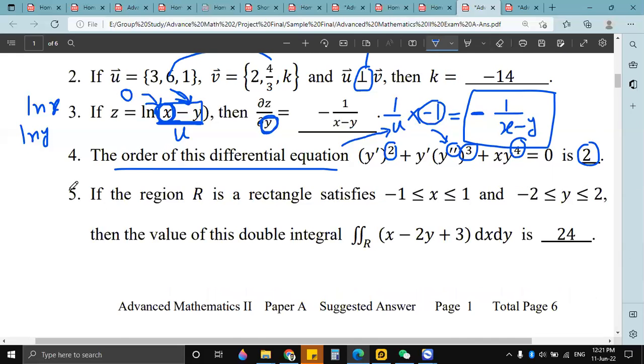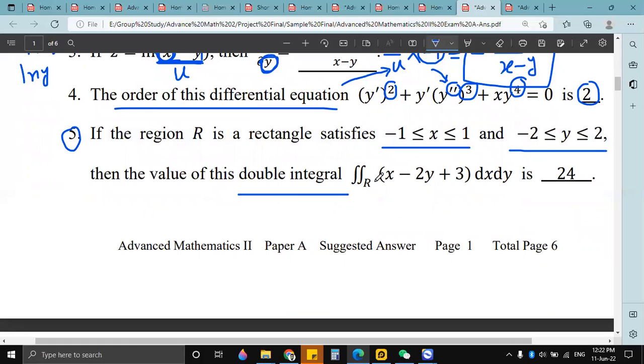Now let's see the next one. If the region R is a rectangle satisfying x is greater than or equal to minus 1 and x is less than or equal to 1, and y is greater than or equal to minus 2 and y is less than or equal to 2, then the value of this double integral of x minus 2y plus 3 with respect to x and y. Firstly, you see here the inside variable is dx, right? So we have to do this inside first. I mean we have to integrate this function with respect to x, because dx is inside.